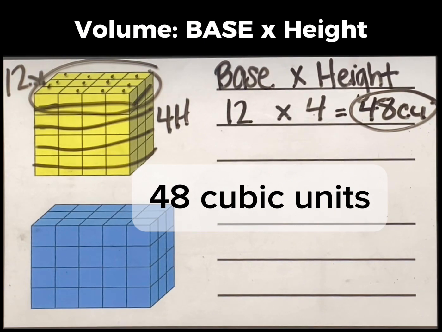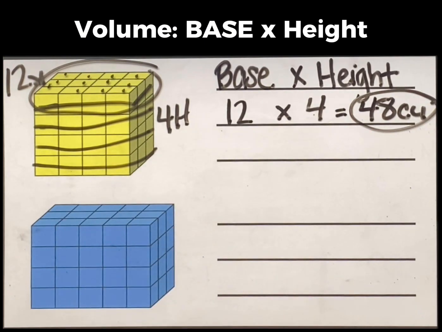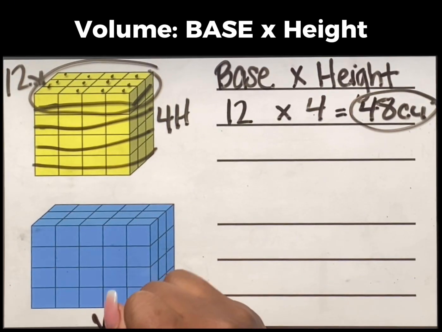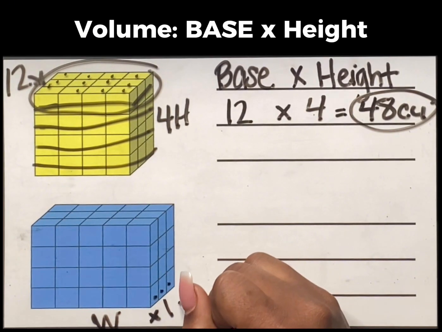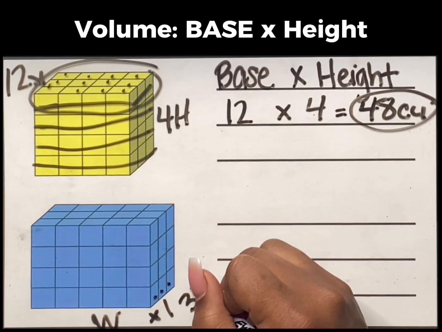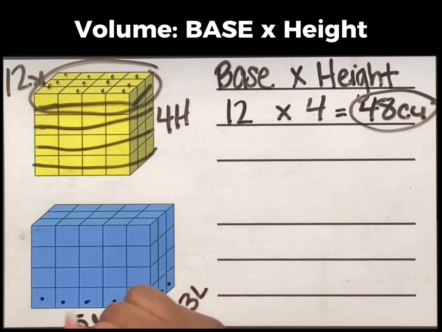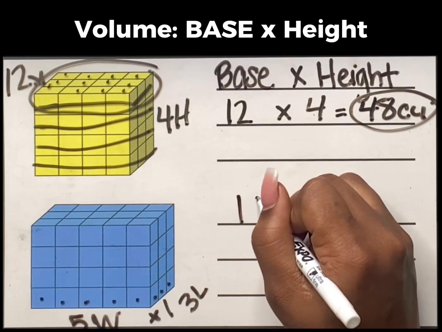Our last one. Pause the video and try this one on your own. This time, we're going to get the base from the bottom. Again, base is the same as length times width. 1, 2, 3. We have 3 cubes going back. And it's 1, 2, 3, 4, 5 cubes wide. And I know 3 times 5 is 15.